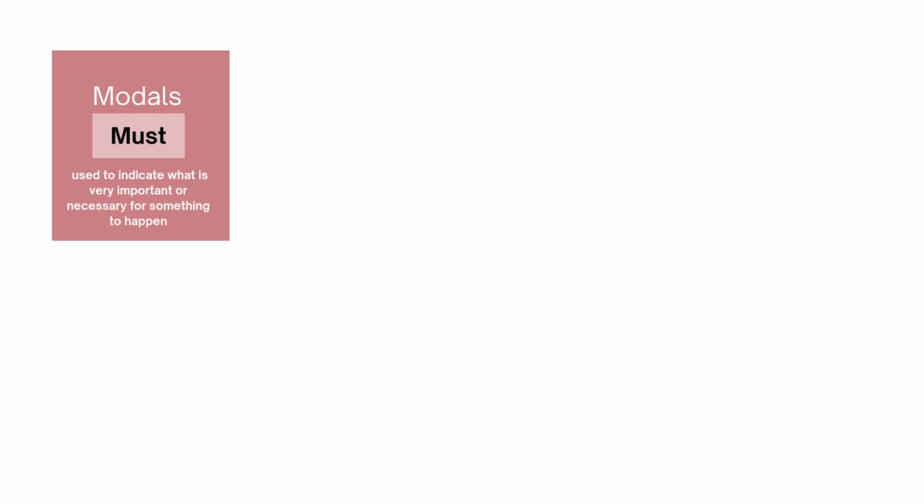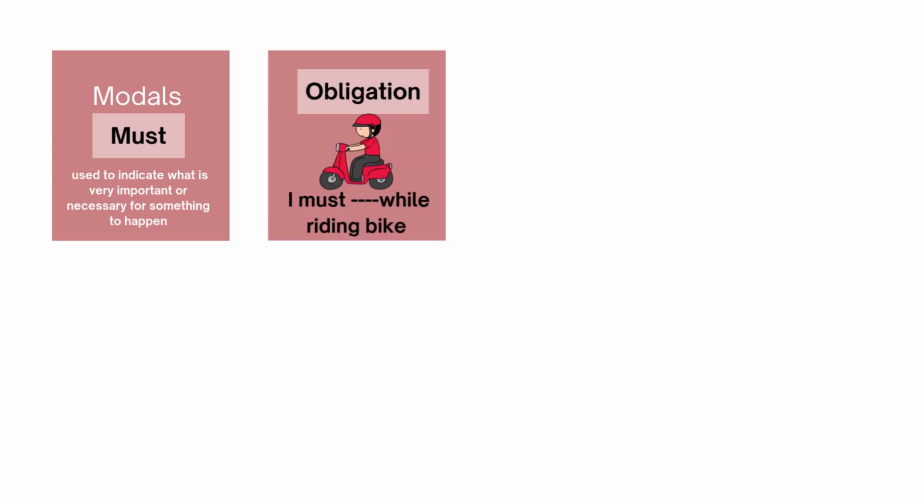Next, let's talk about must, a modal verb used to indicate obligation or something that is very important or necessary for something to happen. We also use it to express possibility or prohibition. Here's an example: I must wear a helmet while riding my bike. This shows obligation. It's something you must do for your safety.